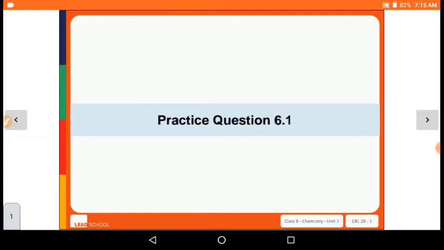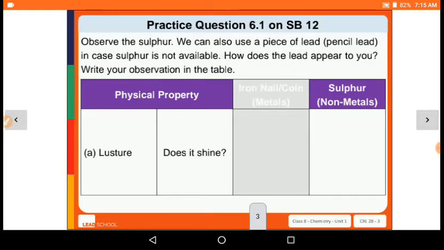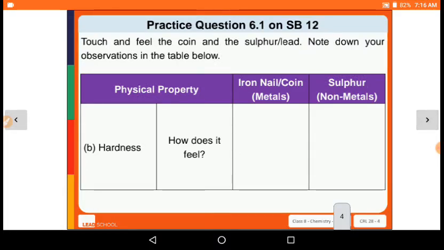So if we take sulfur and a coin, what are the main physical differences you will see between them? If we talk about luster, does it shine? The coin will be shining, but sulfur will not be shining. Now if we talk about hardness, how do you feel? The coin is hard, but sulfur is soft, because as we described with the snow, we feel it is very soft, right?